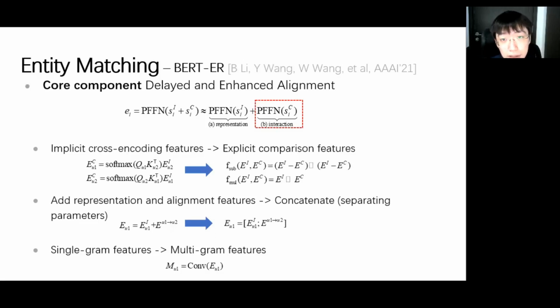The core component is the delayed and enhanced alignment. Firstly, we found that the representation of BERT can be decomposed into two parts. The first one is representation, and the second one is interaction. So what we do is keep the representation part, but delay the interaction part to the comparison module. The interaction can also be enhanced in three aspects. The first is that we can use some explicit comparison features. Also, we can concatenate the representation and alignment features to keep them as separate parameters. And we can employ multi-gram convolution to extract multi-gram features.